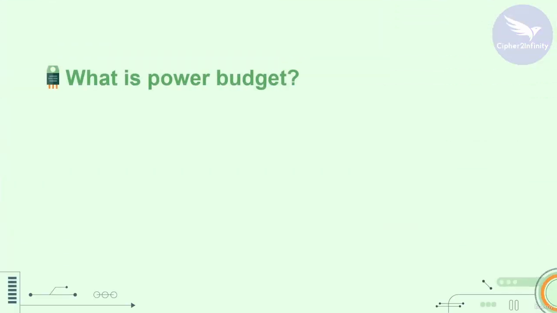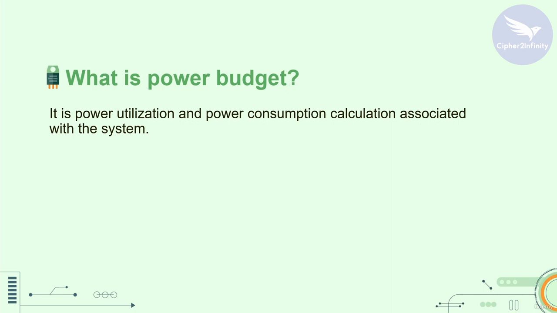So what is power budget? So quickly I will give you the definition of power budget. It is basically the power utilization and power consumption calculation associated with the system. Okay, and same thing we are actually going to do in our case. We are going to do the power consumption calculation for our system. Alright, so now let's start with the process to calculate the power budget.